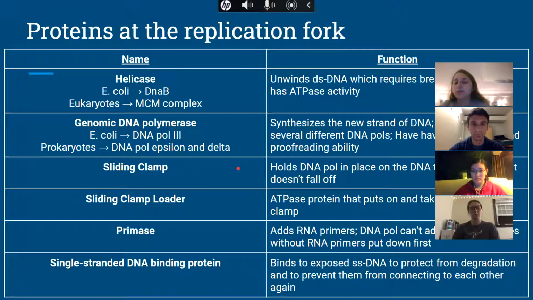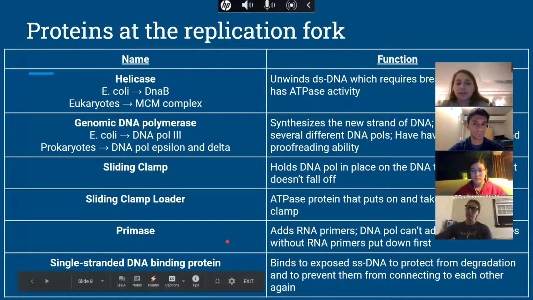It basically just holds the DNA polymerase in place in the DNA so it doesn't fall off. And the sliding clamp loader is exactly what it sounds like. It puts the sliding clamp on the DNA polymerase. It is an ATPase protein, which is probably important to know. That's how it does its job, through its ATPase activity. And then primase, we also talked a little bit about. It adds the RNA primers, which DNA polymerase needs, because it can't add nucleotides without this primer.